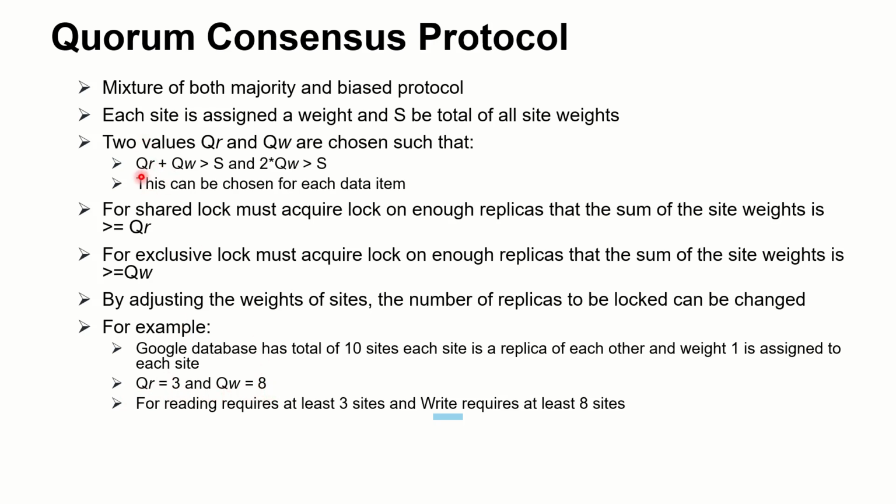So by satisfying this expression, we can say that 3 plus 8 is greater than 10, and also 2 into 8 is 16, which is greater than 10. Okay, so for read we require at least 3 sites to get shared lock. To acquire shared lock, we need to have shared lock on at least three of the sites, and for the write we require at least 8 of the sites. Okay, for write we need to have exclusive lock on at least 8 sites.